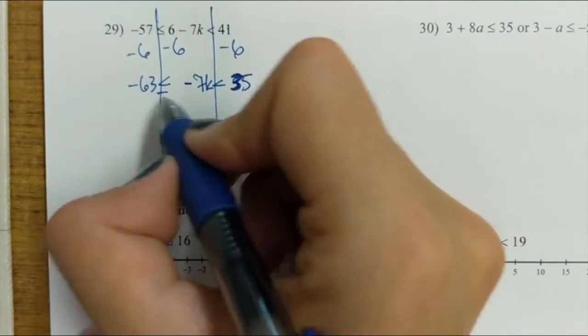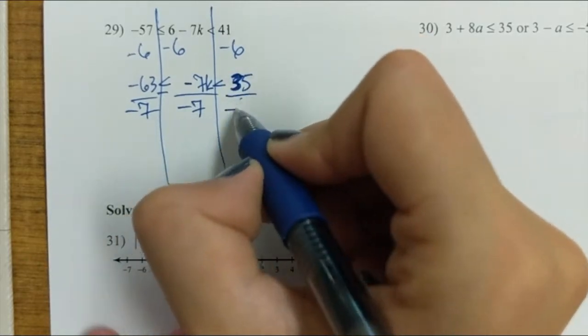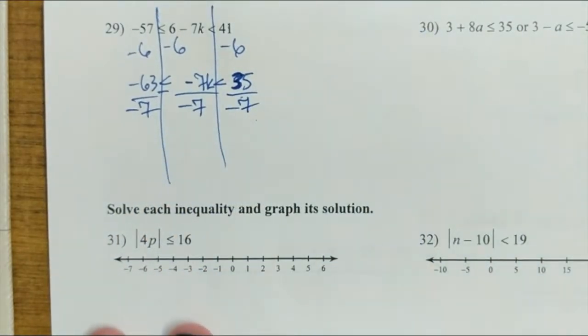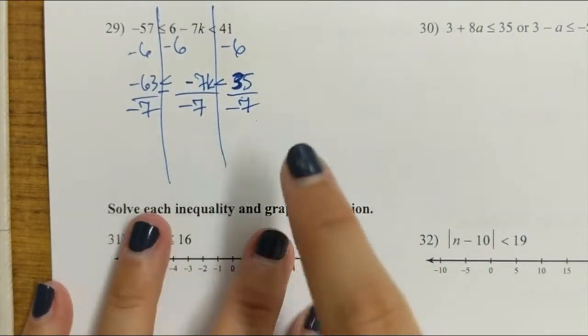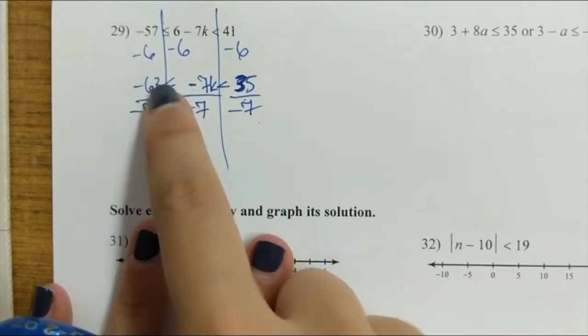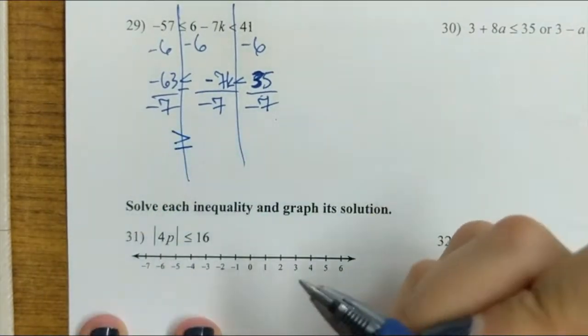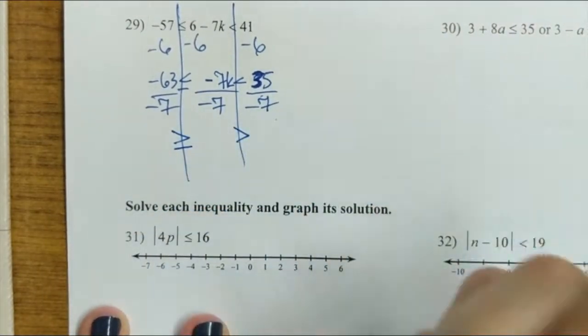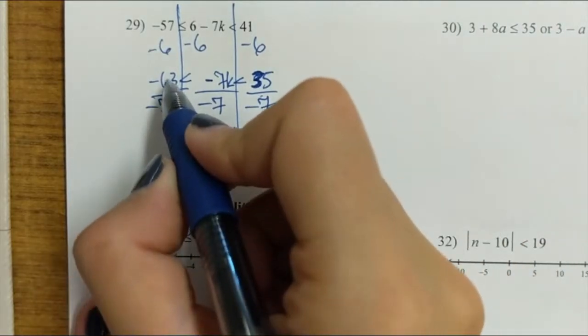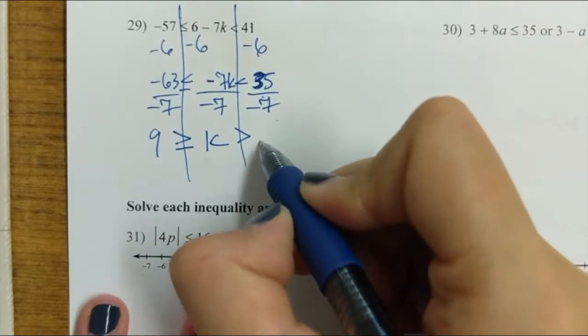All right, we're going to divide everything by negative 7. Divide by negative 7. Divide by negative 7. Oh my gosh. We now need to flip all these inequalities, okay? So this becomes greater than or equal to. This becomes greater than. And this is a 9. This is k. And this is negative 5.